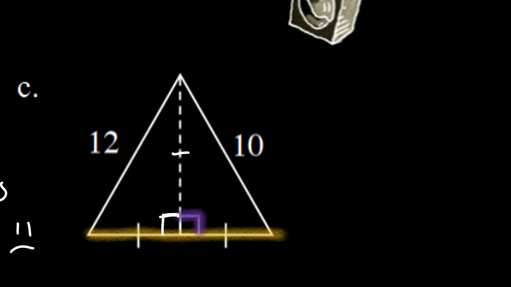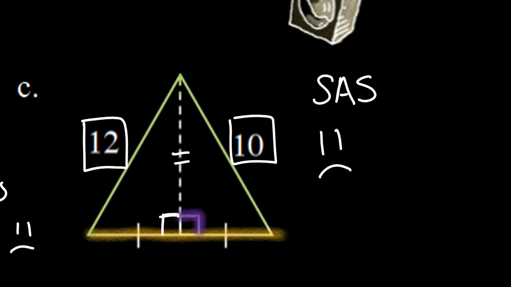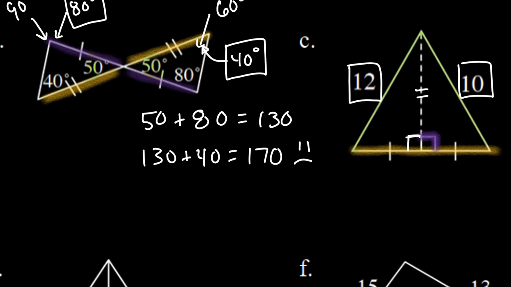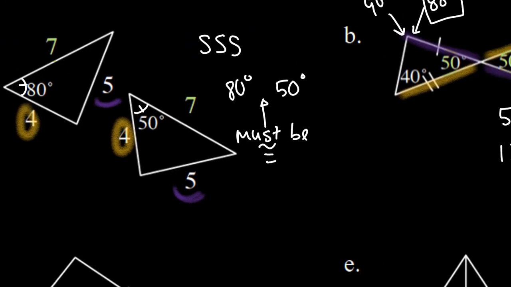Also, by the reflexive property, this segment down the middle is congruent to itself. So these two triangles would be congruent by side, and then angle, and then side. Well, that's fabulous, except then this side and this side that I marked in green would have to be the same, right? They would be corresponding sides. And you can see again this craziness that on one side it's 12 and on the other side it's 10. So these could not be congruent triangles because 10 and 12 are not the same, and they would have to be the same. All right, let's move on to D.